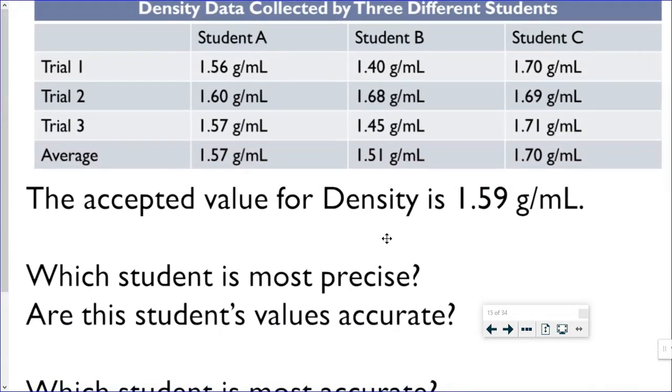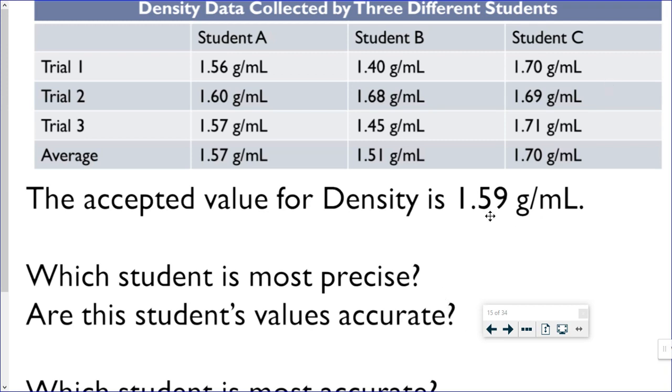If we're looking at some data here that is given to us, we can see that they're telling us that the accepted density for this substance is going to be 1.59 grams per milliliter. They're asking you here which student is most precise. So we're going to see which student's values are clustered the closest together. What do you think? Do you think it would be student A, student B, or student C? If you look at the data, you can see that these values are clustered very close together. 1.7 is kind of in the middle of these two values here, and you can see that they were hitting that value every time. So that student's work was very precise.